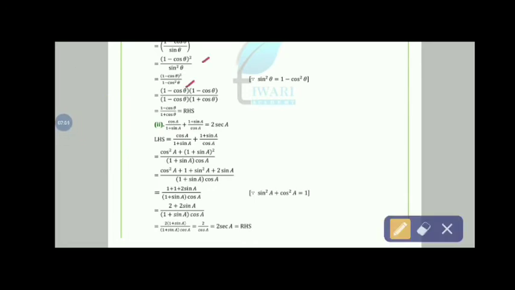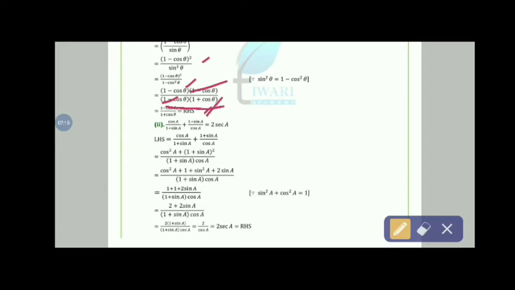Now sin square theta can be written as 1 minus cos square theta. So this is of the form a square minus b square, which can be written as (a plus b) into (a minus b), and this is whole square, which means this can be written twice. So 1 minus cos a into 1 minus cos a. The 1 plus cos a and 1 minus cos a cancel out. So the remaining is 1 minus cos a over 1 plus cos a, which is equal to the RHS.